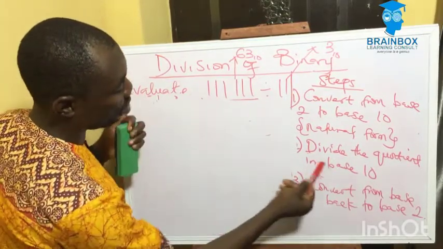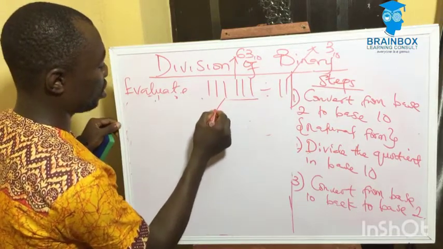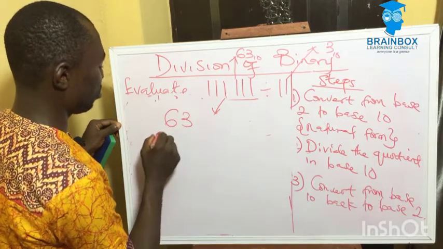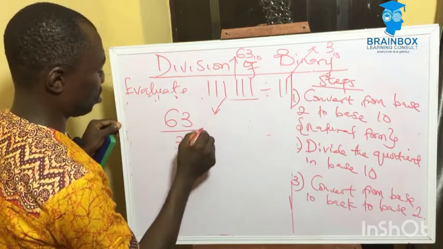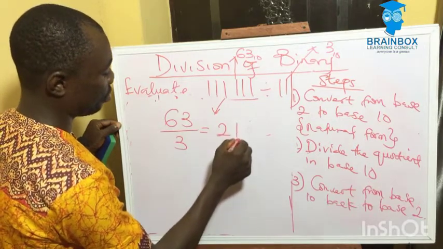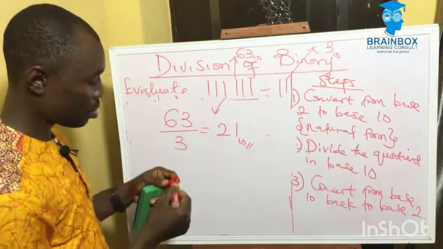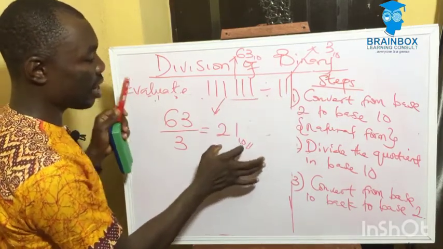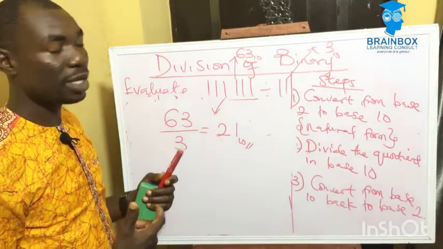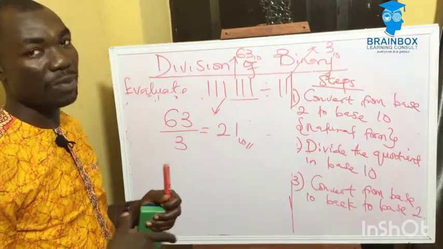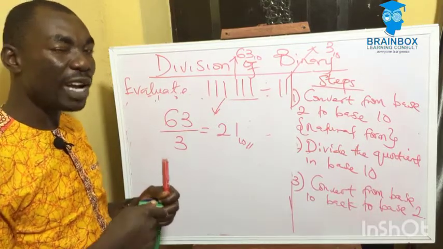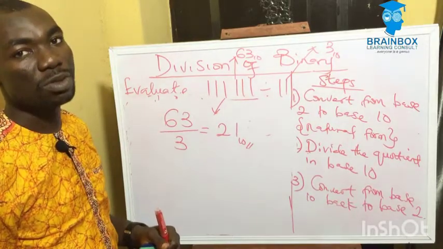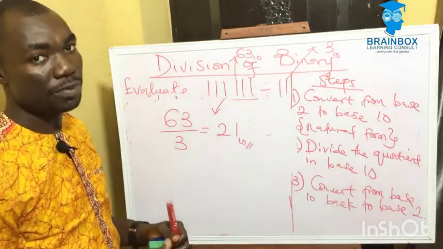So we want to actually get the quotient. This is 63, this is 3. So 63 divided by 3 will be 21. This is in base 10. Now don't forget, the question is saying division of binary. So we want to get that value in binary. All we need to do is to convert 21 in base 10 back to base 2.